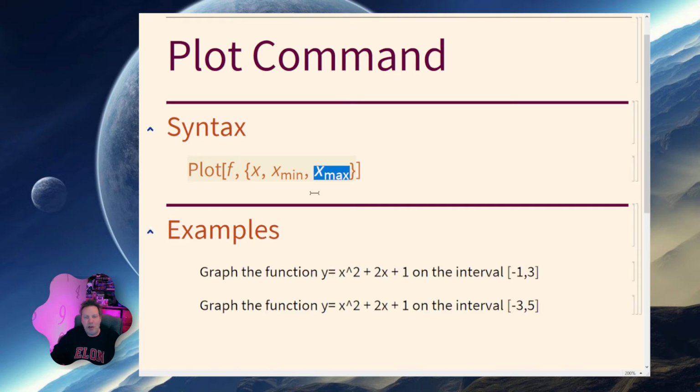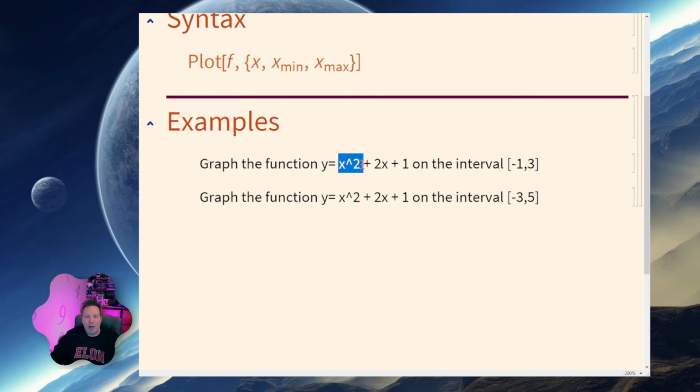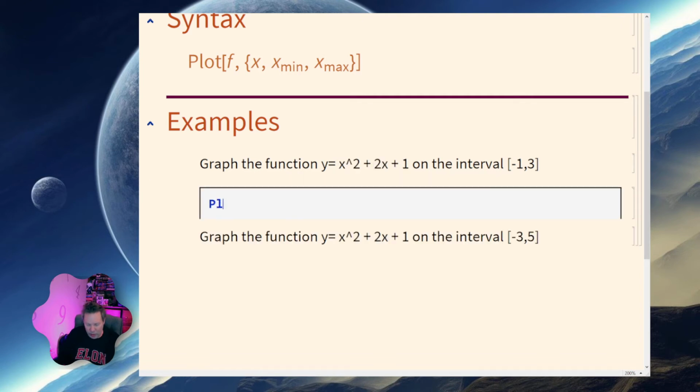The functions in the examples are exactly the same, but the plotting domains are different. In the first example, I want to plot x squared plus 2x plus 1 on the interval from -1 to 3. To do that, I'm going to bring my cursor in here so I can start a new coding box. I'm going to type the word Plot, capital P-L-O-T.